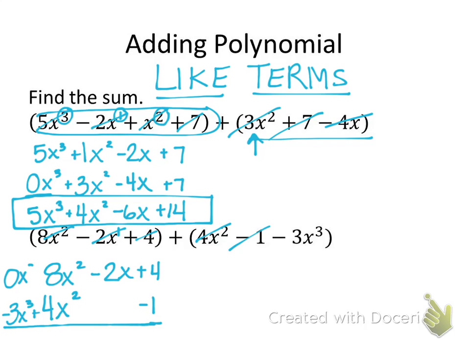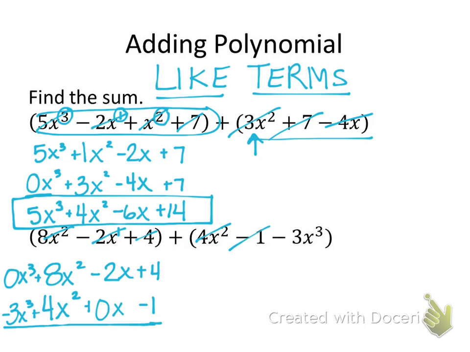I need a placeholder over that. Again, I put a plus sign in front of the 8 because I know the 8's positive. I need another placeholder here under the negative 2x. Now all of my terms are taken care of.